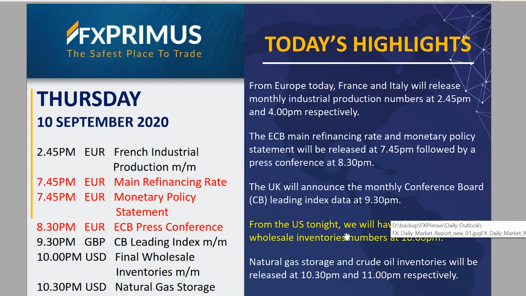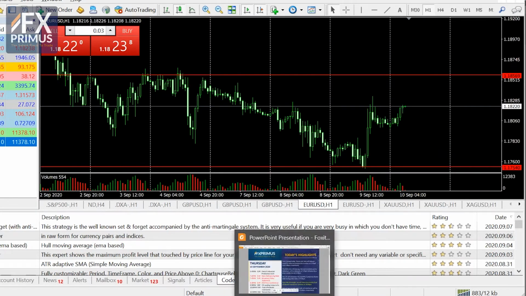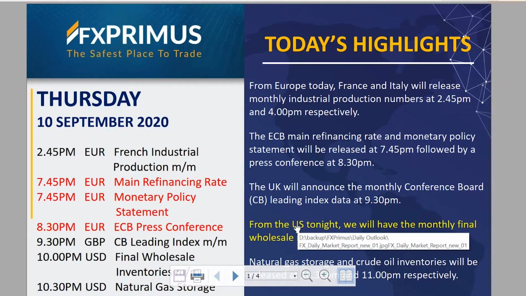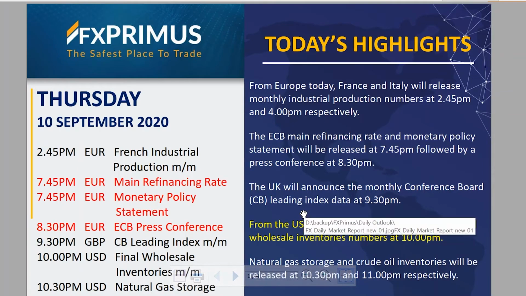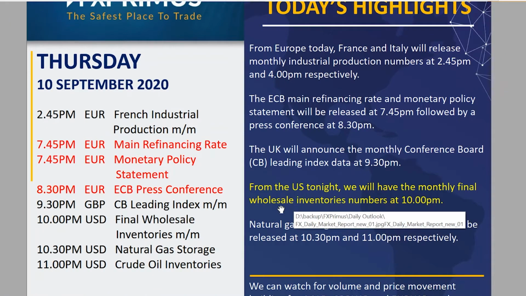Today. We're going to have a look at the euro dollar shortly, but before that, let's just wrap up the economic calendar. So 7:45 p.m. monetary policy statement, and towards 8:30 p.m. we will have the ECB press conference after the release of the statement. Towards 9:30 p.m. we will be having the Conference Board leading index data for the UK, and towards 10 p.m. we will be having the final wholesale inventories data from the US.